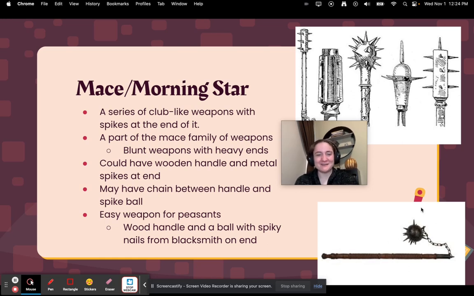And it was a very easy weapon for peasants to create because they could make it out of stuff they had lying around. Again, it's just a wooden handle with a ball of spiky nails that maybe they got from the blacksmith, and they just hammered it in, and bam, you got a weapon.